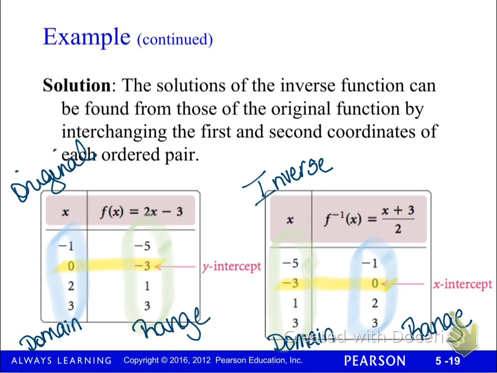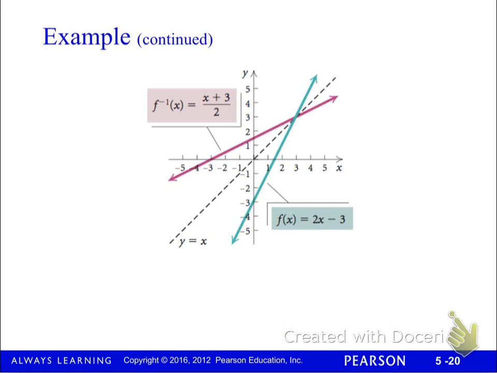Okay, so now let's look at these two graphs and we will see how they are in relationship to each other. So our green or teal color, that is our original, and you can see that my y-intercept is at -3. Then if you look at the inverse, my x-intercept is at -3. Okay, this is called our identity line, y equals x, and my inverse functions are a reflection across that line.